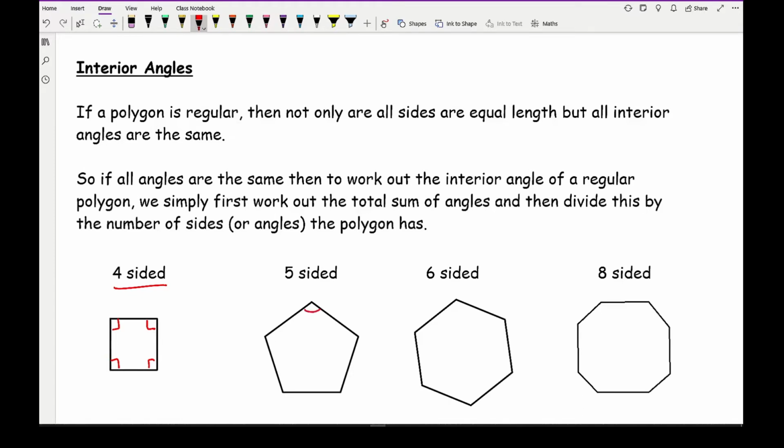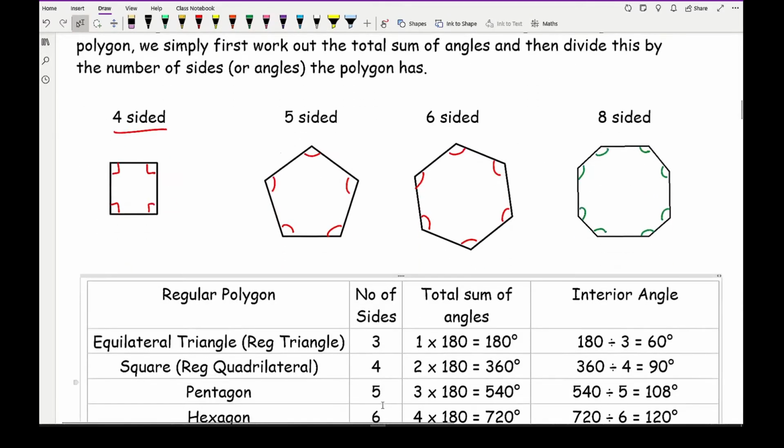For a pentagon, all of these angles are going to be the same, so what is it going to be? For a hexagon, all of these angles are going to be the same. And for an 8-sided shape, which is an octagon, what are these angles going to be? This octagon definitely doesn't look regular, but if it was, then it would be that kind of shape. So let's have a look at another table then.